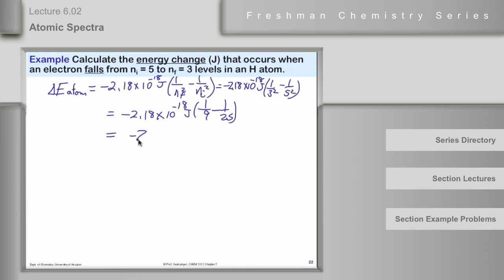This is negative 2.18 times 10 to the minus 18 joules times 0.111, to three significant figures, minus 0.040. And when I got rid of that, I got negative 1.55 times 10 to the minus 19th joules as delta E of the atom. Delta E of the atom.